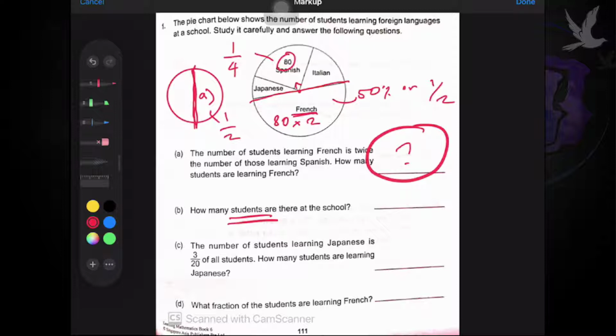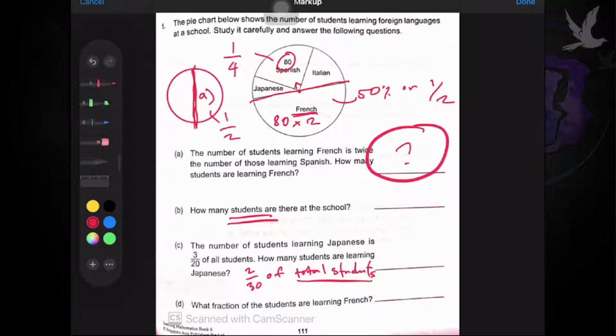Okay, so letter C, the number of students learning Japanese is 3/20 of all students. So ibig sabihin, if you're going to write this in an equation, you can say that this is 3/20 of total students. If you remember, you have learned about this, no? All you need to do now is to find your total students, which is your answer in B. Then from there, you'll be able to proceed with the operation involved on how to solve for the total number of students learning Japanese.